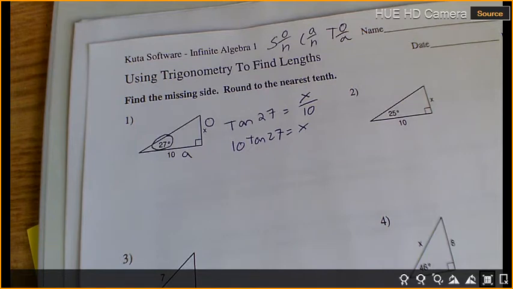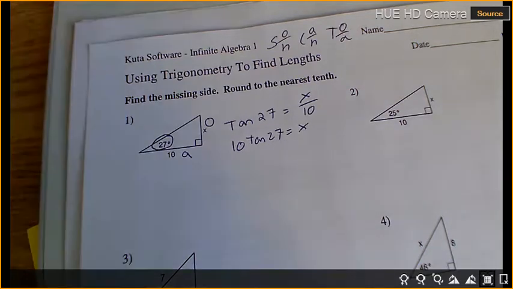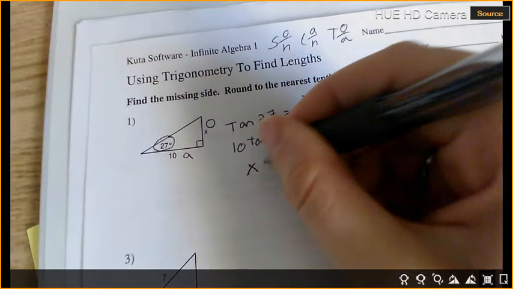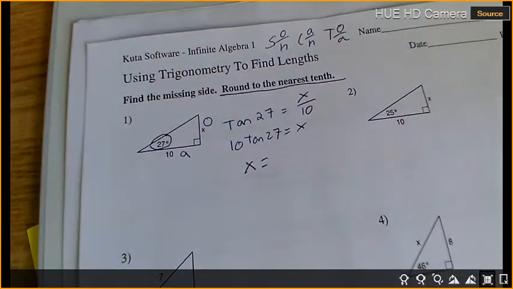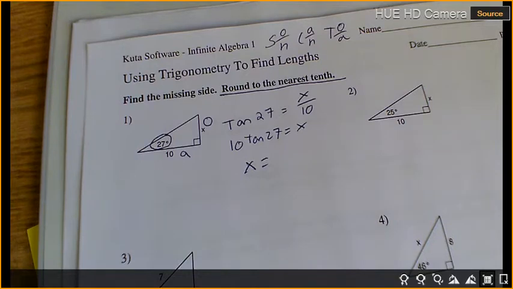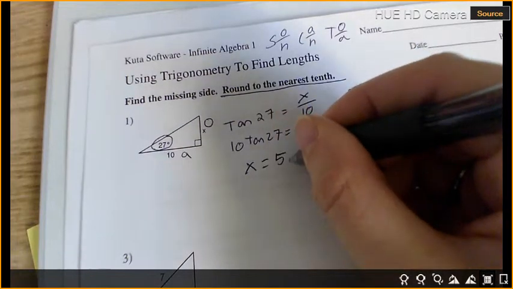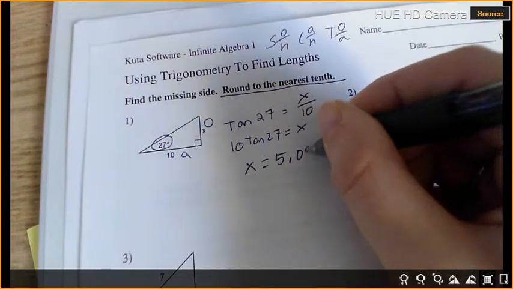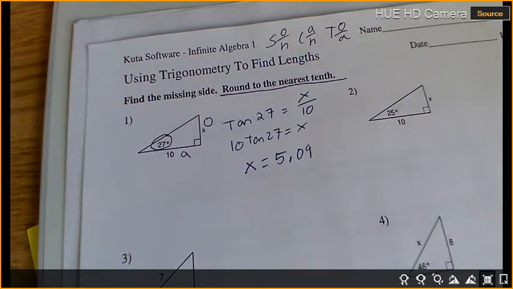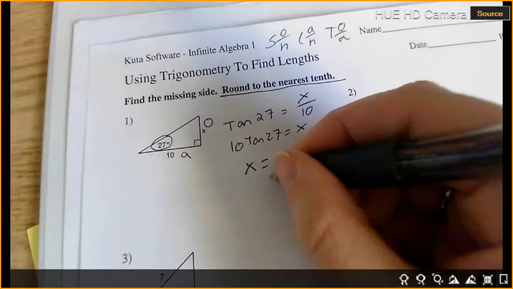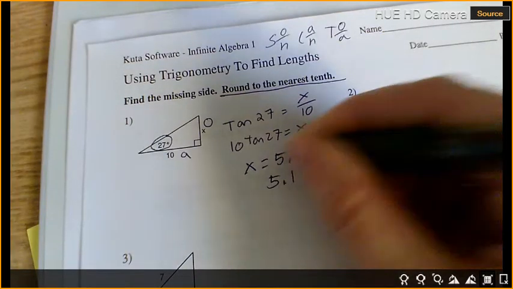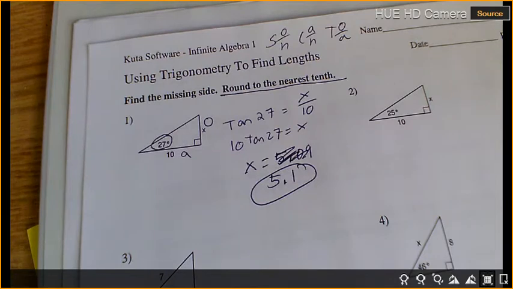I would practice with the calculator because remember, I'm not allowing you to use your phones on the quiz. And we get x equals, we're going to round to the nearest tenth. What does that mean? How many decimals should there be? 1. Right, 1. 5.09 you could leave it as, or 5.10 if you want to round it up. So it'd be 5.1 would be your answer. That would be to the nearest tenth.